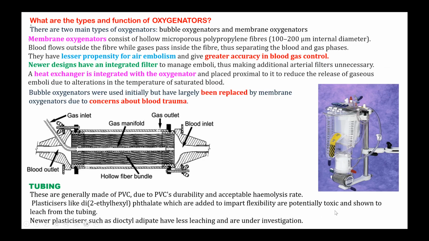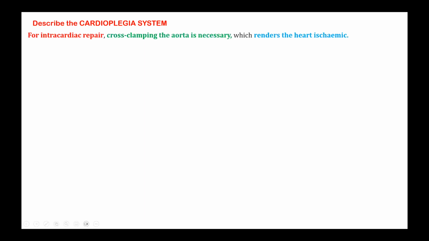Now, what is the cardioplegia system? Why is it important? This is a short note question repeatedly asked in your theory papers, so you should know something about it. What does the cardioplegia do? It temporarily arrests the heart. It causes myocardial protection, and also it helps in the diastolic arrest of the heart, because the heart has the inherent ability to keep on beating until you cause the arrest by altering the potassium levels and the fluid.